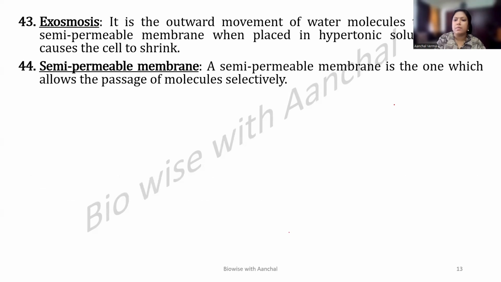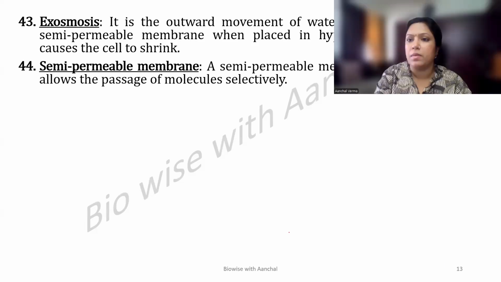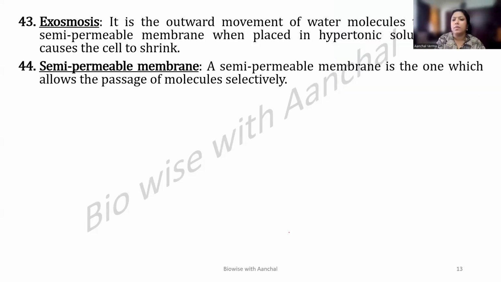Next one, semi-permeable membrane. The semi-permeable membrane is the membrane through which not all molecules can pass. So it is selectively permeable. It is not allowing everything to pass through, but it is allowing only certain molecules to pass through. That is called the semi-permeable membrane.